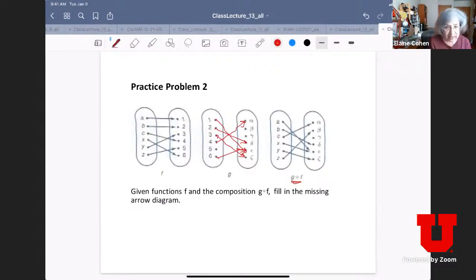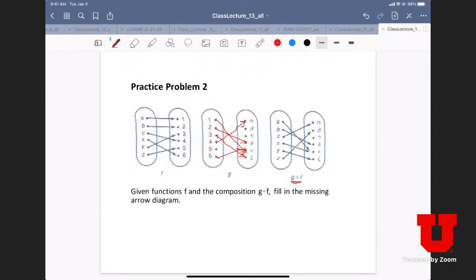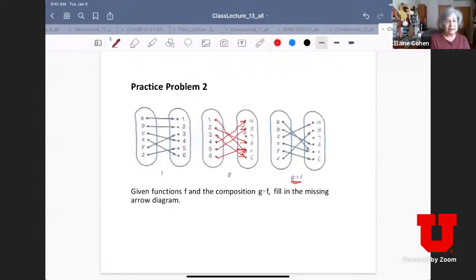Here, Z goes to beta. So where does 5 have to go? 5 goes to beta. Okay. So we filled it in. Does everybody understand how to deal with this composition?